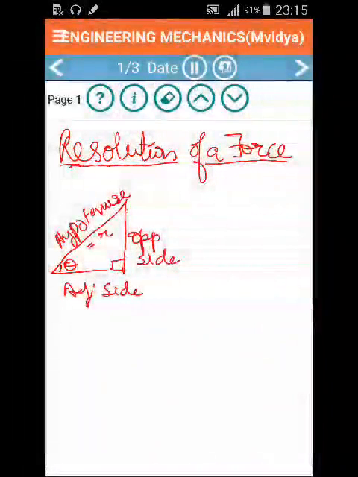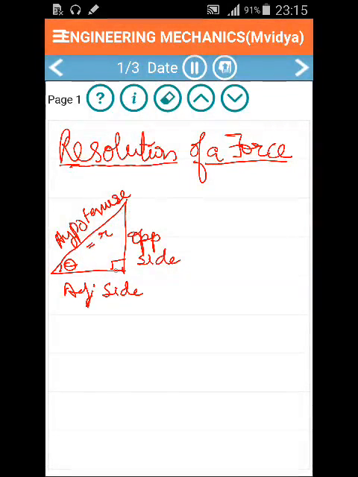So let's study what is resolution of a force. We have taken a right angle triangle with this angle as 90 degrees and this angle is theta. In this right angle triangle, let's say the hypotenuse is r. So we have the opposite side and the adjacent side. Now from my trigonometric ratios, I know sine theta is equal to opposite upon hypotenuse.